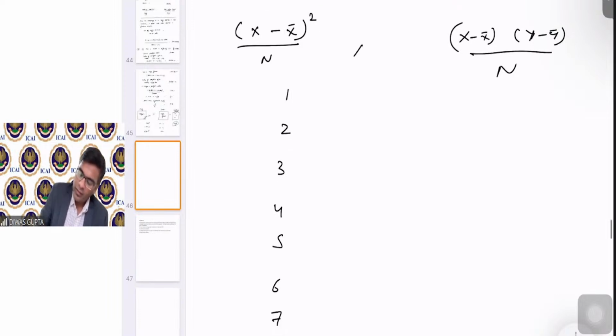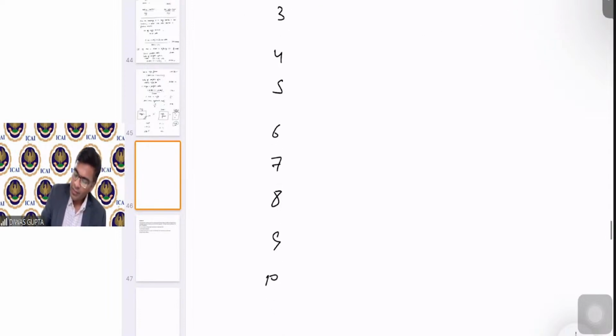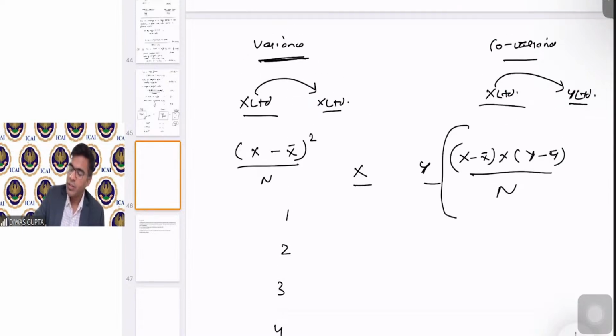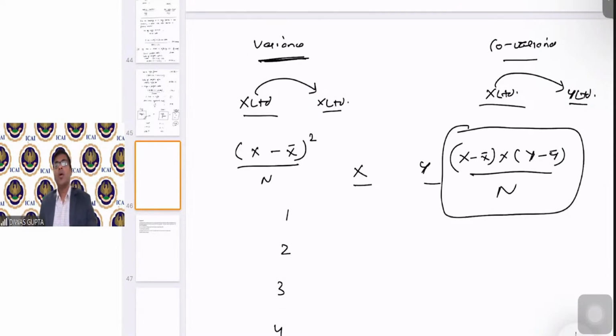So X and Y, there are two series. First you calculate their mean, and then the respective deviations, and then the multiplication through this formula to arrive at covariance. Covariance is used in the coefficient of correlation and hence the calculation of beta as well. Okay. Now let's move ahead.